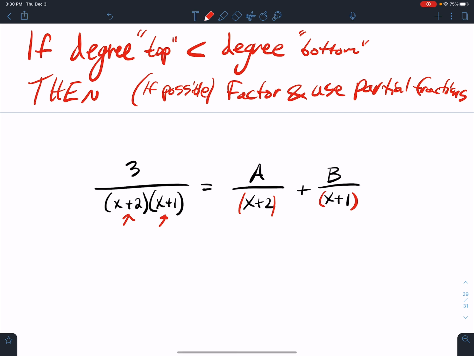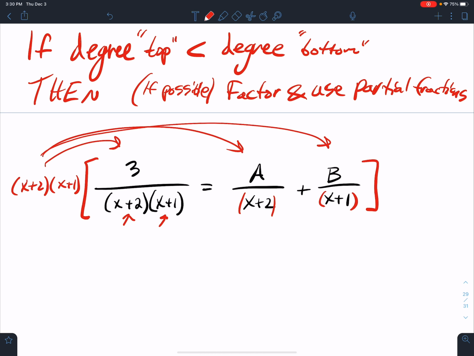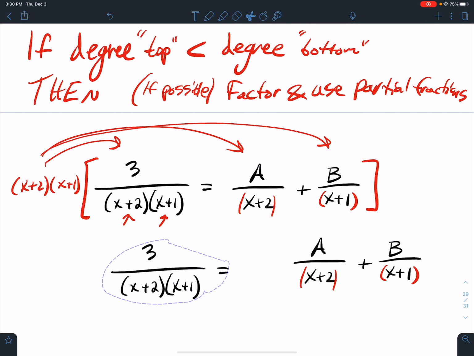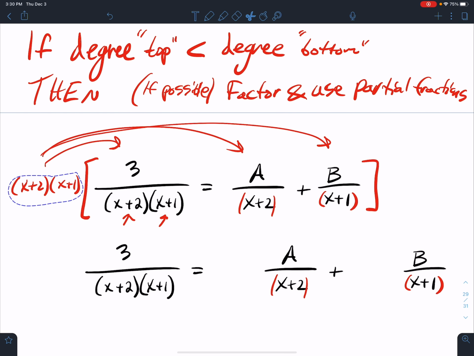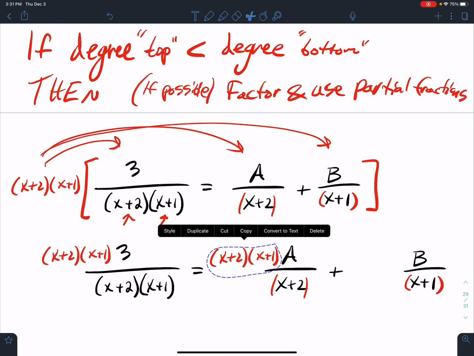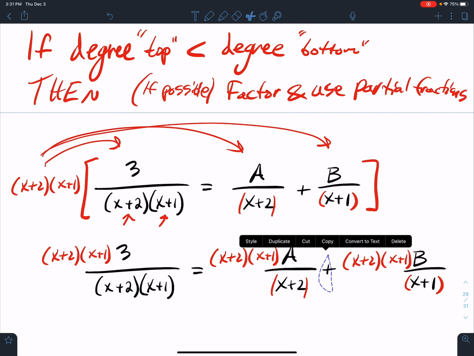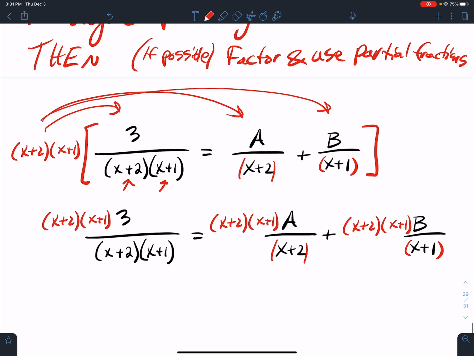Whenever I distribute this through here, let me rewrite this. I'm going to multiply everything by this, so that means I'm going to have it here, I want to write it over here, I want to have it here, and I'm going to have it there. Okay?